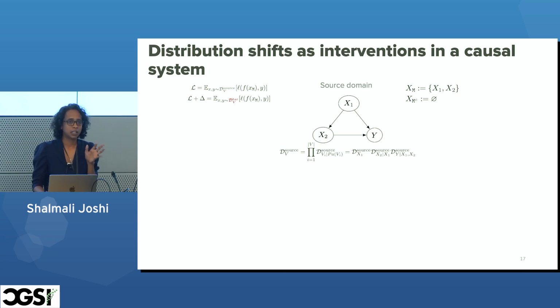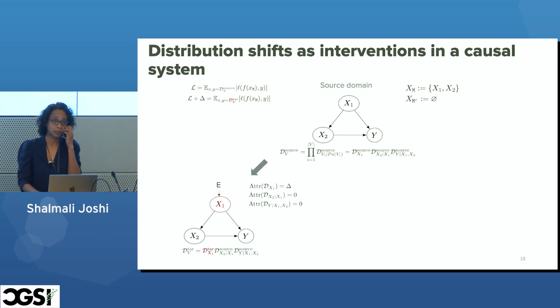So how do we come up with a system that, given only samples from the source and the target, will allow us to figure this out? We need to find distributions to blame for this loss change. And so we could have multiple ways.